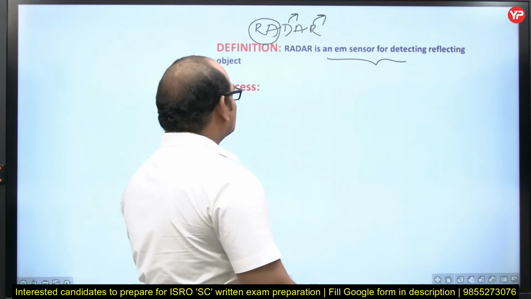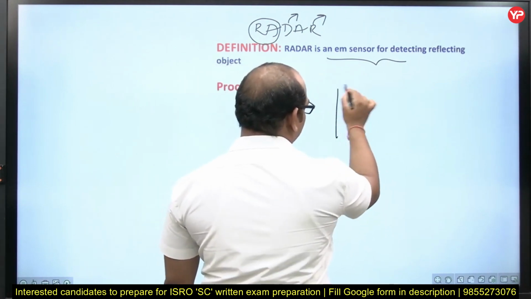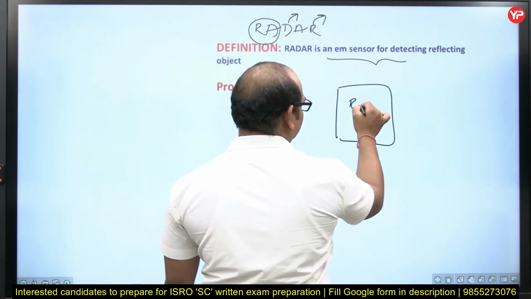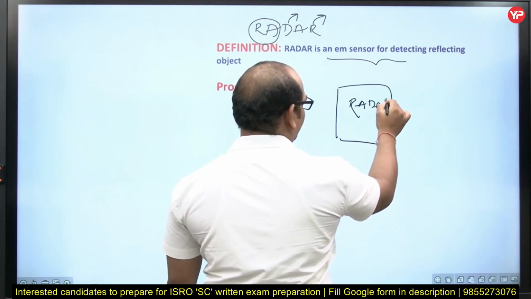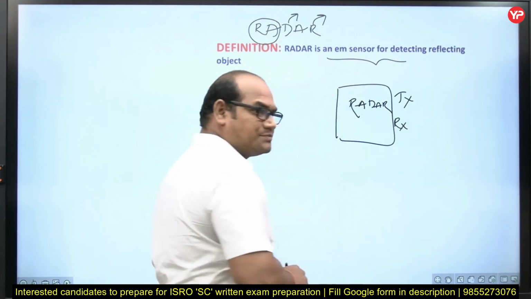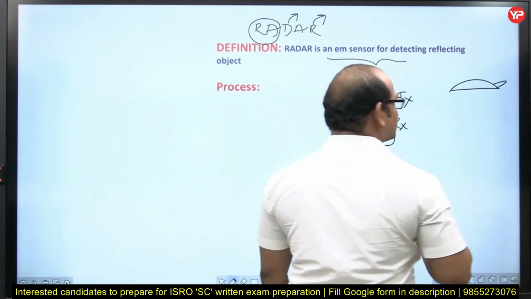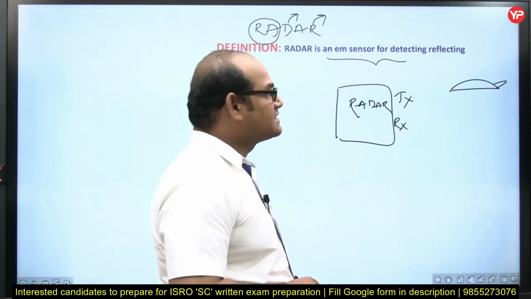So what is the process involved with this? That is what we have to understand. For example, this is the radar. Here you have the transmitting antenna and receiving antenna. Here the target is available. For example, assume that is the target.